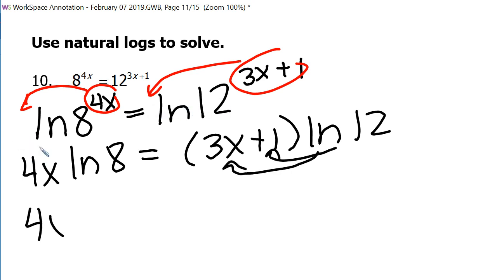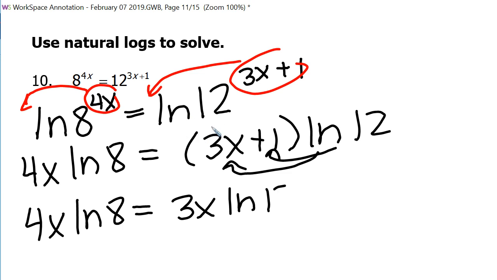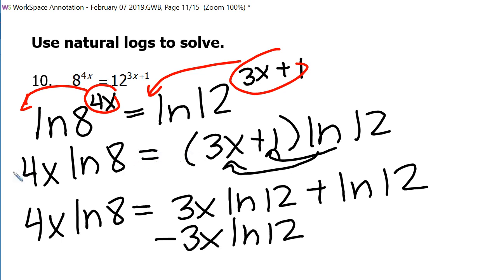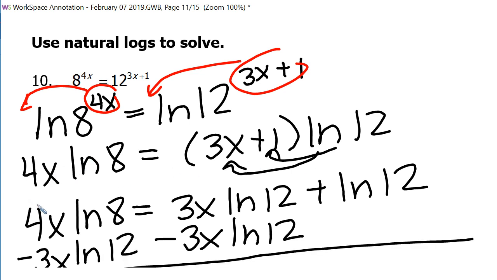So this would be 4x, natural log of 8. This first one would be 3x, natural log of 12. And 1 times natural log of 12 is just natural log of 12. After you distribute, what's next? Subtracting. Get the x's on the same side, so we need to subtract 3x, natural log of 12. So that gives me 4x, natural log of 8, minus 3x, natural log of 12, equals natural log of 12.